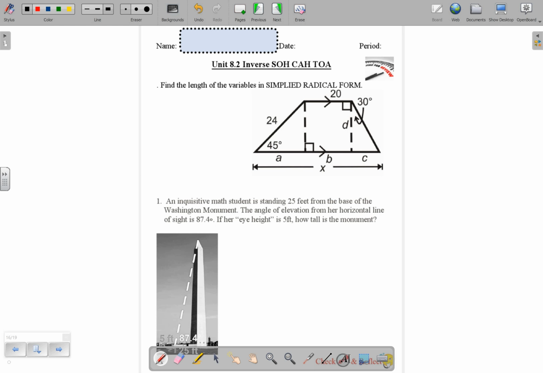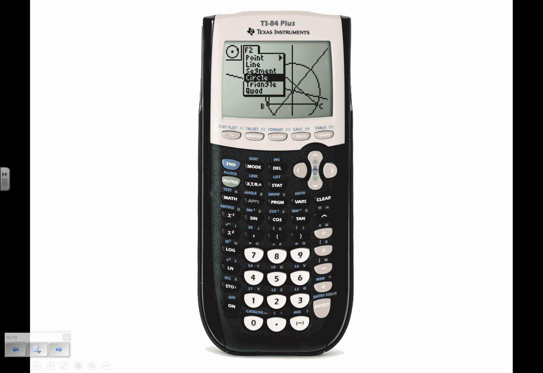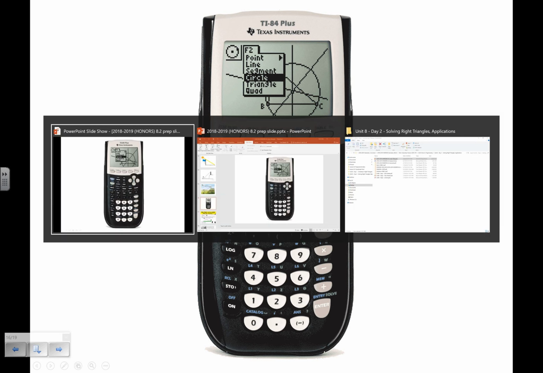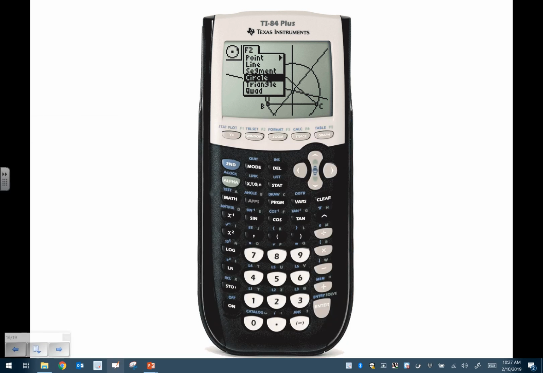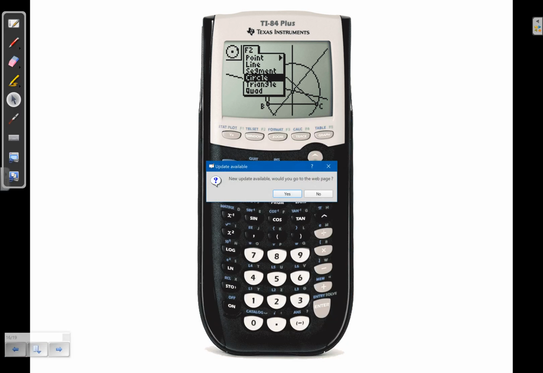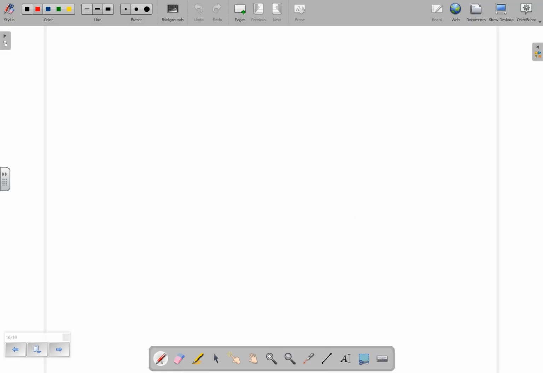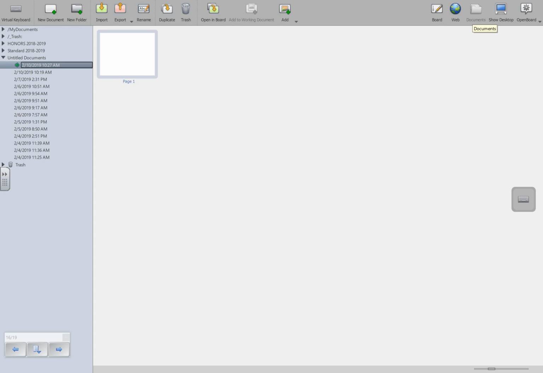So this first page is review. You're going to need your calculator. Make sure it's in degree mode. Taking a look here, I'm going to do a couple examples.